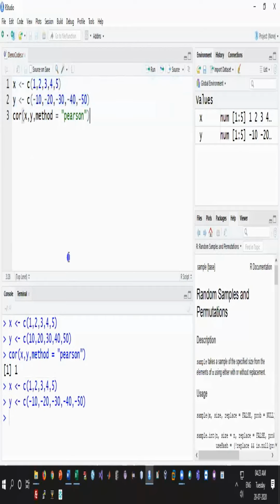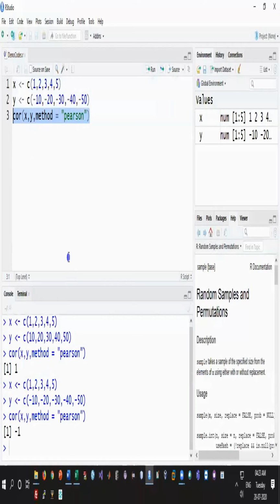I'll be loading this to collections once again, and this time I'll be executing the same line number 3, the correlation formula. This time we can see that the correlation coefficient value is -1. That means once again there is a very strong correlation. However, the correlation is a negative correlation because for every positive value of X, we are getting one negative value of Y.